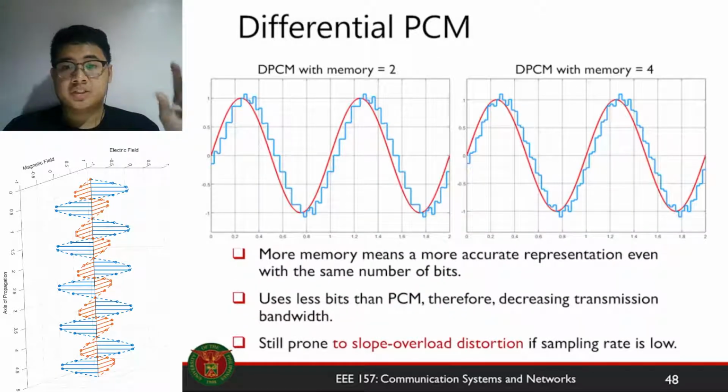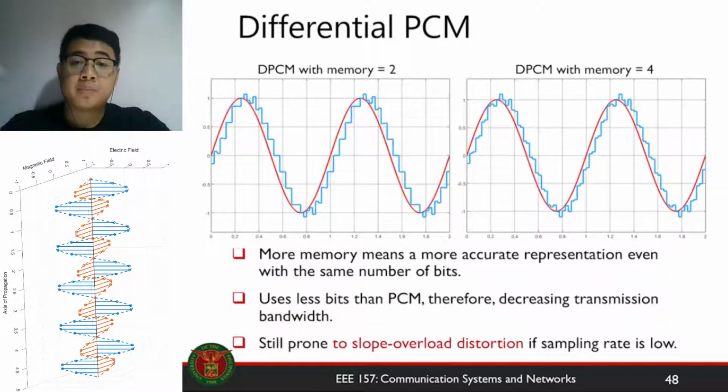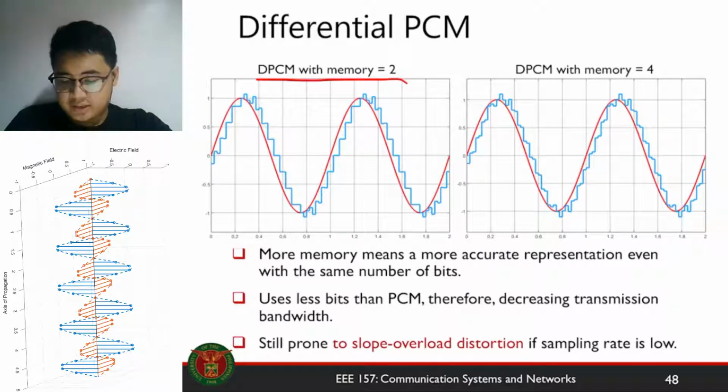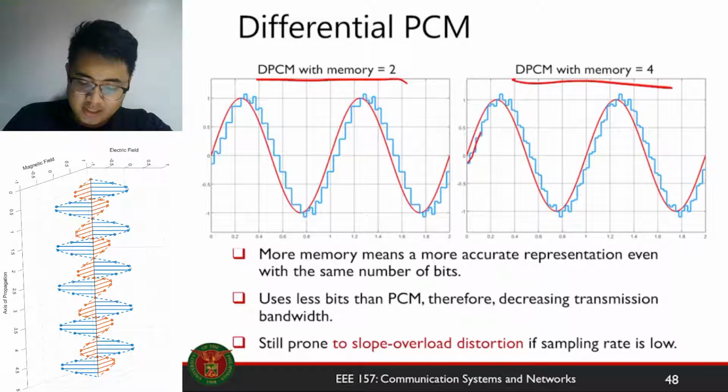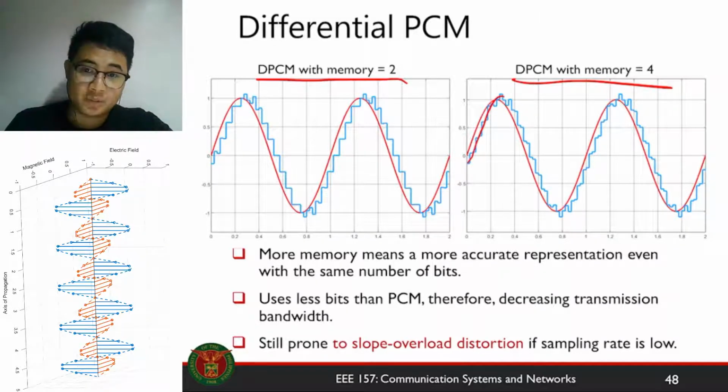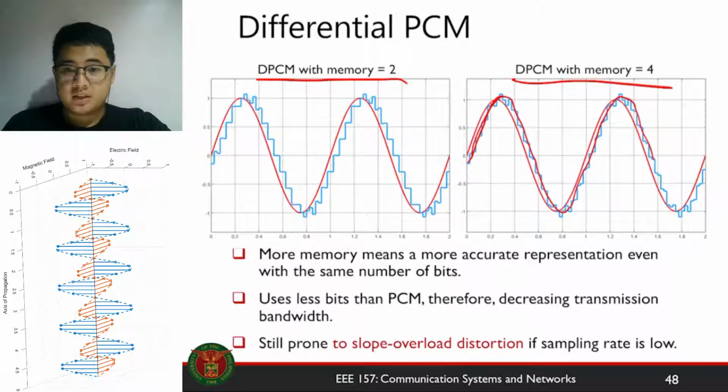Right? So just to visualize, if you use more memory, you can more accurately represent your signal. So you can see here, using DPCM with memory of 2. Here's DPCM with memory 4. It's not really obvious here, but if you take the difference between the two, you can see that the power of the quantization noise, or the noise, in the second part is less than the power of the noise here in the image on the left.